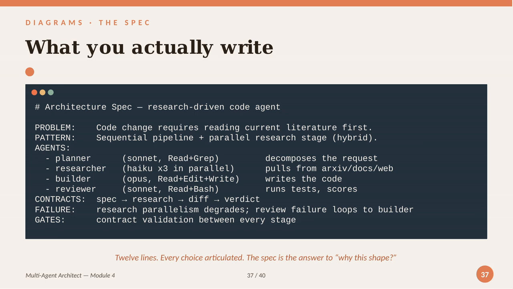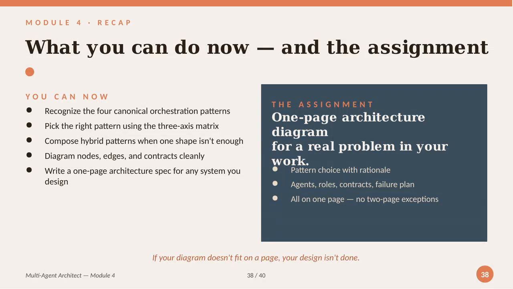That's the bar. The spec doesn't say which prompts the agents use. It doesn't say which exact tools each agent calls in what order. Those details belong in the agent files themselves, not in the architecture spec. The spec is the contract. The implementation is downstream. If you can write this spec for your problem, you've designed a system. If you can't, the design isn't done yet, and that's useful information.